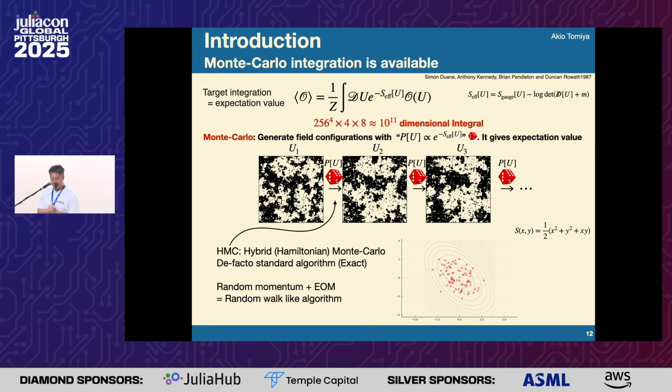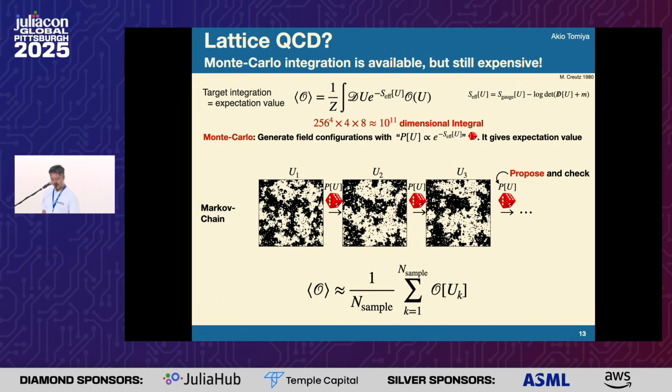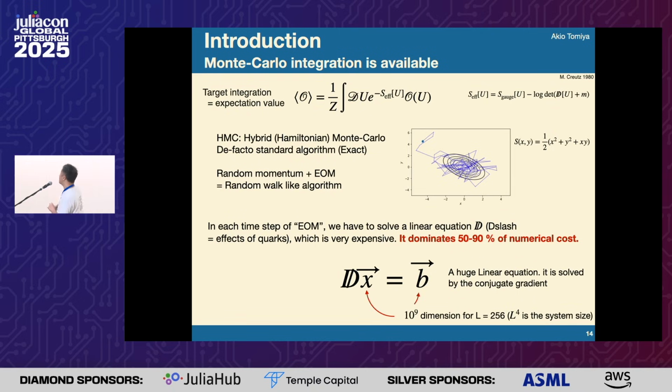You can imagine that this is just a random momentum plus the equations of motion. This is a kind of Langevin motion or a random walk for the quantum field. And if you get a lot of samples, we can calculate the numerical quantum expectation value using this equation. And during the Markov chain Monte Carlo, we have to solve this kind of equation. This is the so-called D slash, and the dimension is 10 to the 9, so that is very huge. But we have to solve this equation for each numerical step. So this is very hard.